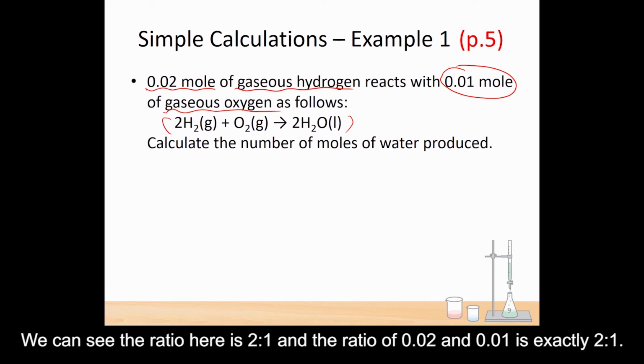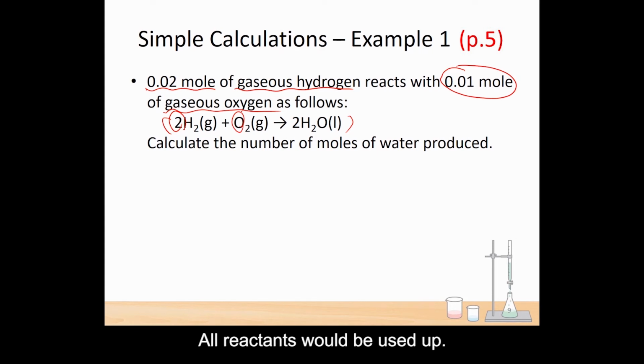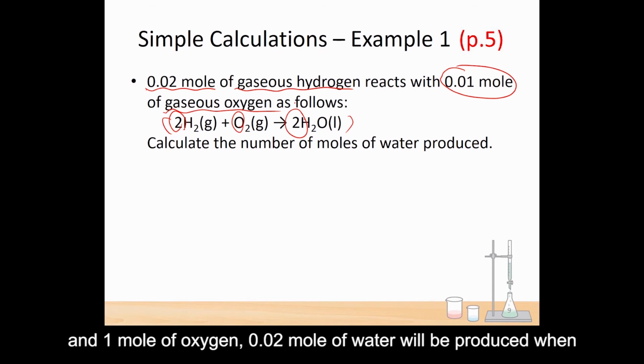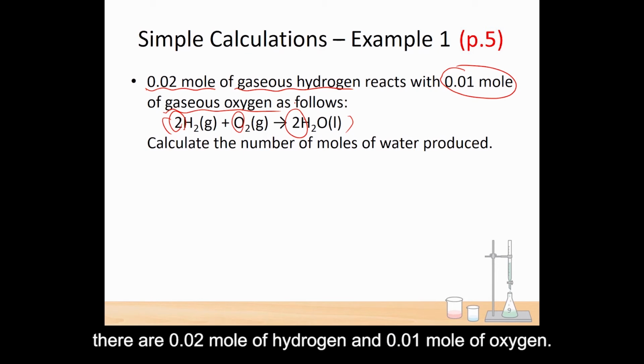Now, we need to calculate the number of moles of water produced. We can see the ratio here is 2 to 1, and the ratio of 0.02 and 0.01 is exactly 2 to 1. All reactants will be used up. If 2 moles of water are produced when there are 2 moles of hydrogen and 1 mole of oxygen, 0.02 mole of water will be produced when there are 0.02 mole of hydrogen and 0.01 mole of oxygen.